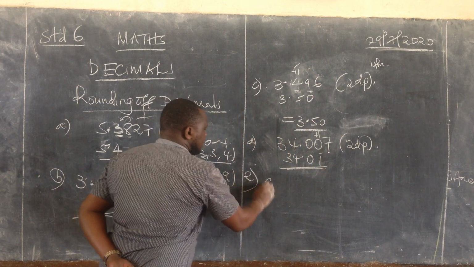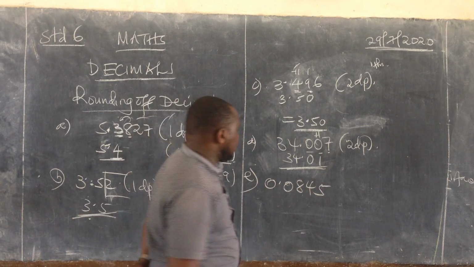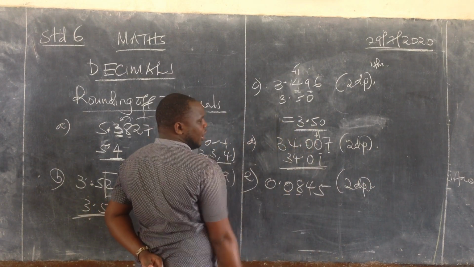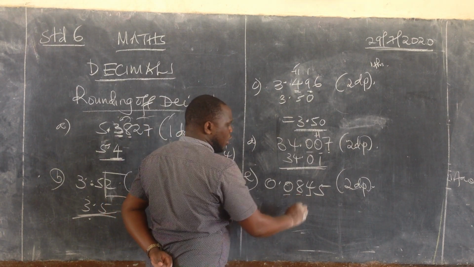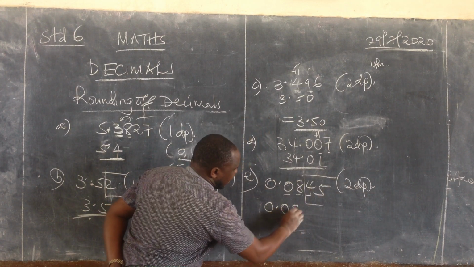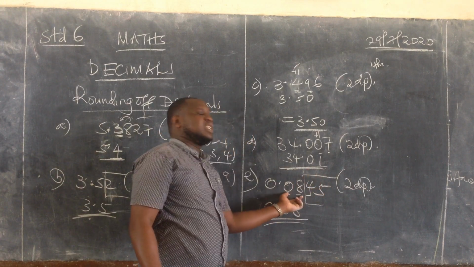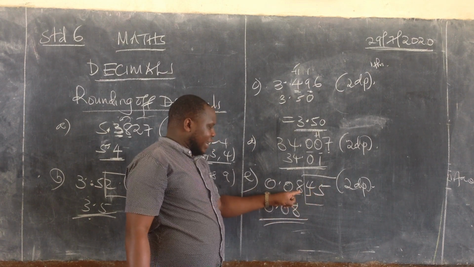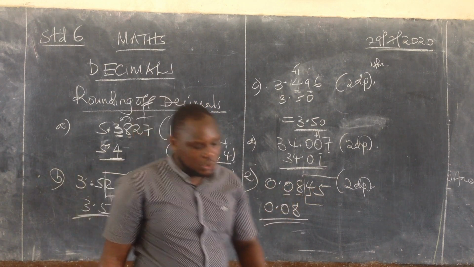Can have another one like 0.0845. Round that to 2 decimal places. So you count 1, 2. After counting 2, consider the next digit. Is it 5 and above? No, it's 4 and below. So you ignore this. You remain with 0.08. If it's between 0 and 4, you just ignore everything and remain with the 2 digits that you counted there. But if this is 5 and above, you must add 1 here and you ignore the other part. You're going to remain with 0.09 in case you added.